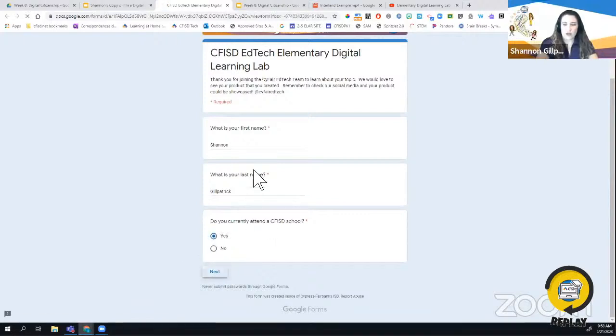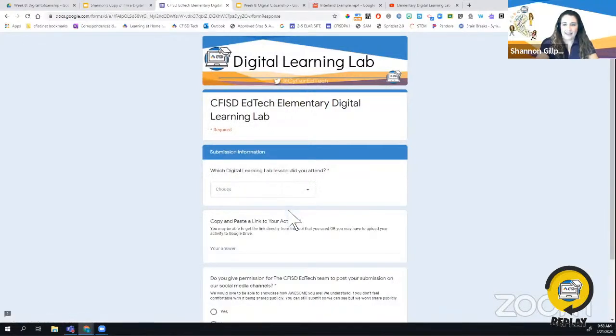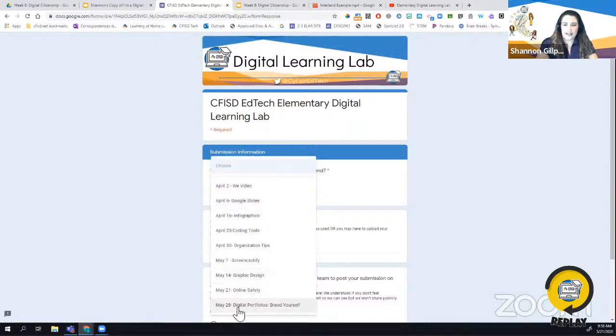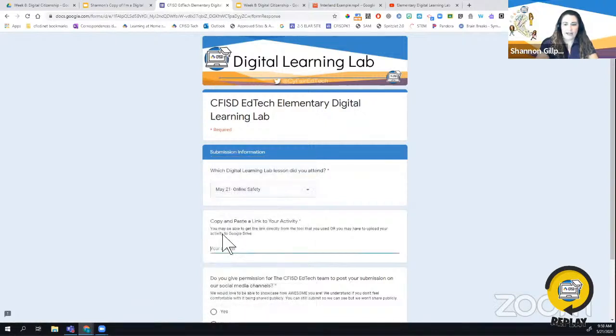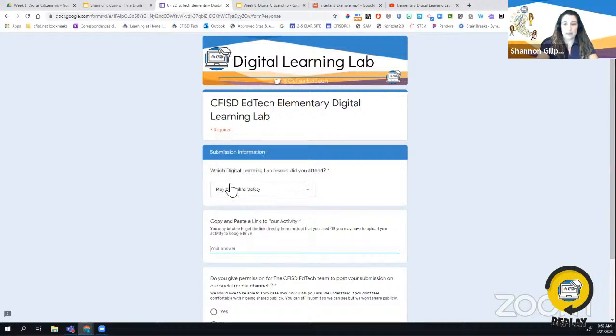So you would answer these questions, go through here. I'm going to choose a school. And then which digital learning lab? We did online safety. And then right here, copy and paste a link. I have that link already saved on my clipboard. So I'm going to right click or select Control V on my keyboard and paste.